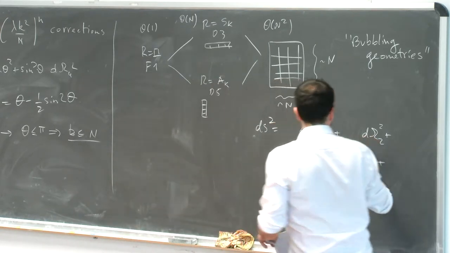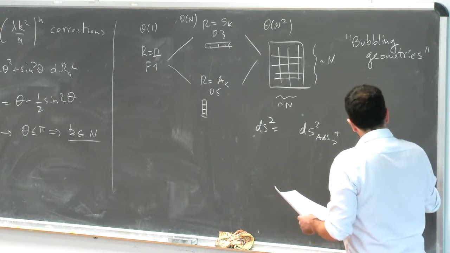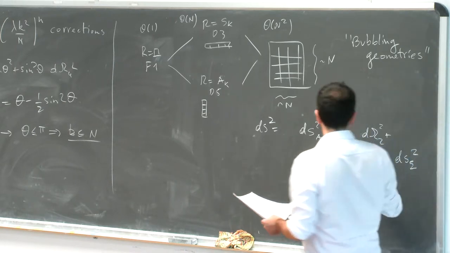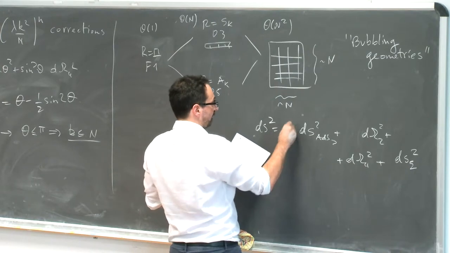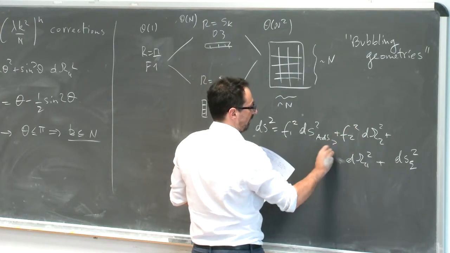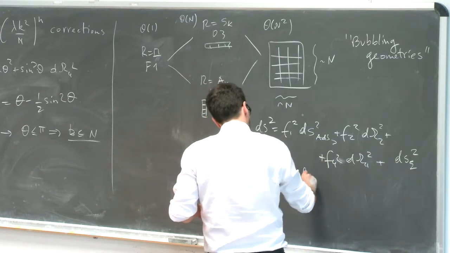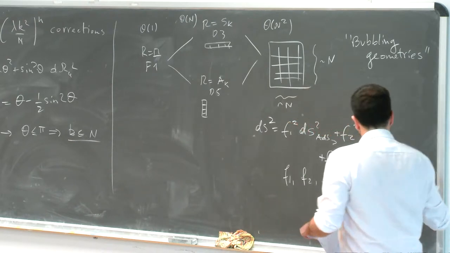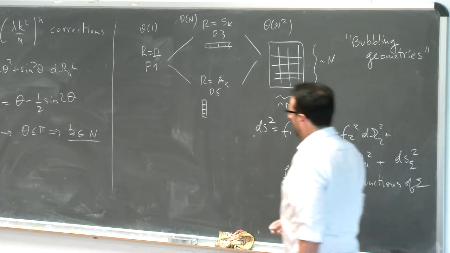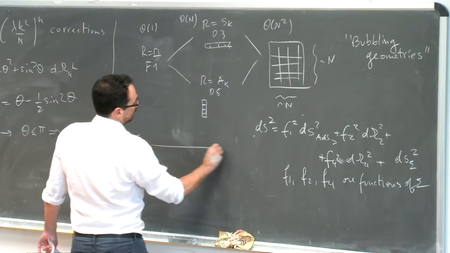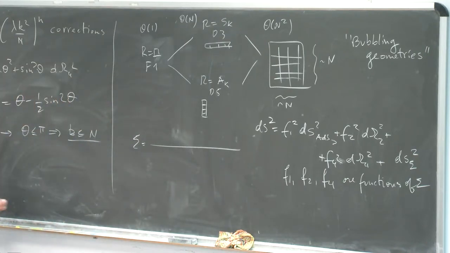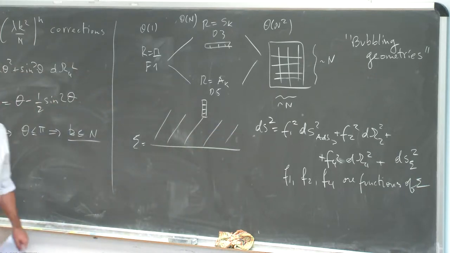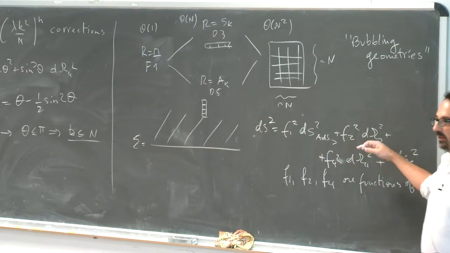So now we have 2, 4, 8 directions plus remaining two ones. And then I got some fiber over this base. So I got f1 squared, f2 squared, f4 squared, where these f1, f2, f4 are functions of sigma. So this sigma is the upper half plane. So how do you get this solution? You essentially have to use Killing spinors.